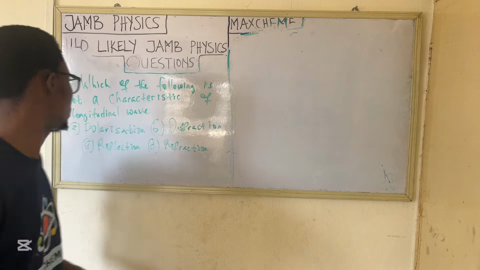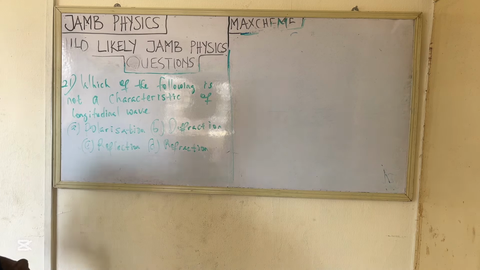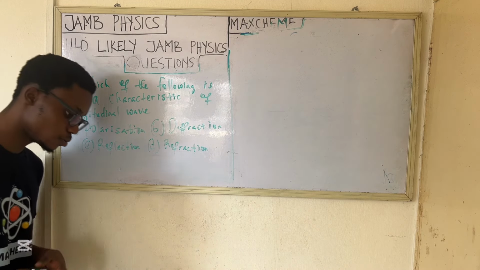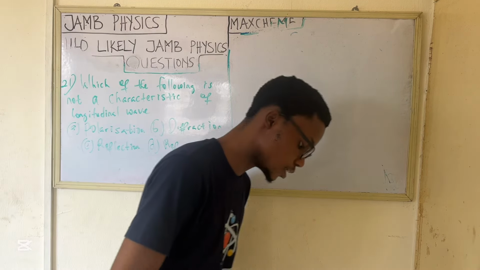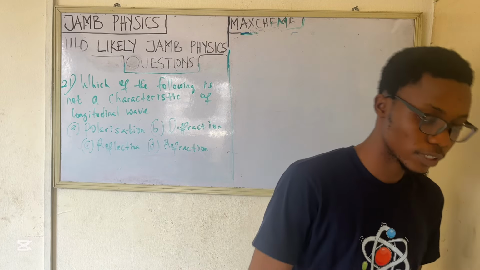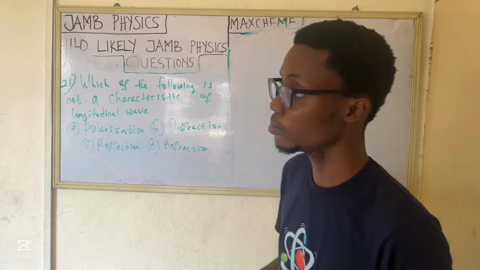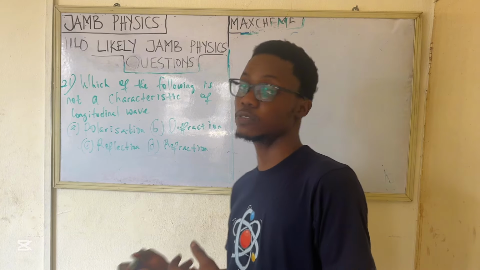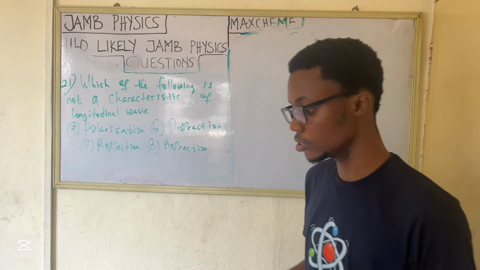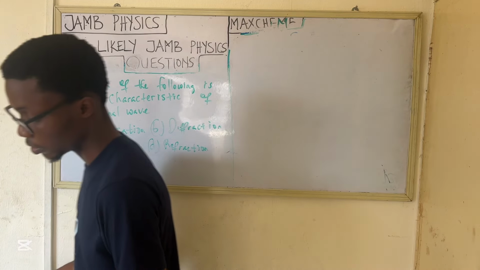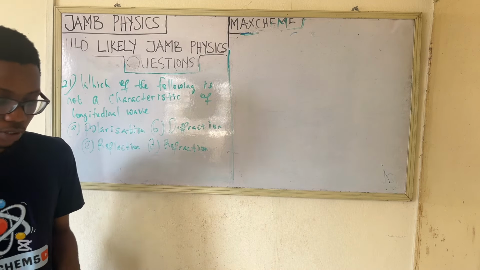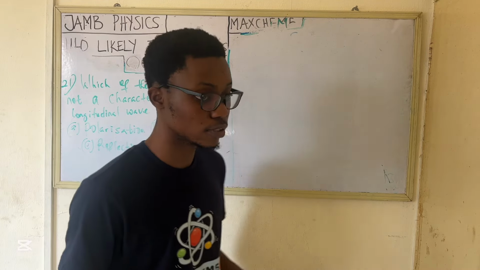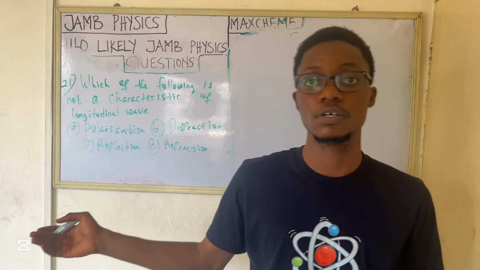Question 21. Which of the following is not a characteristic of a longitudinal wave? If you want to answer questions like this, you have to know what longitudinal waves are, and you have to know the types of waves you have. We have the longitudinal wave and the transverse wave. And you know what a longitudinal wave is, what a transverse wave is. For a longitudinal wave, wave direction is perpendicular to the vibration.